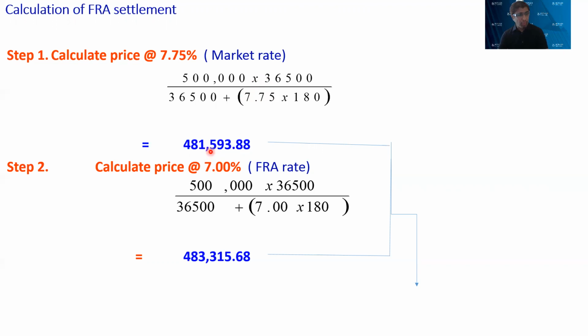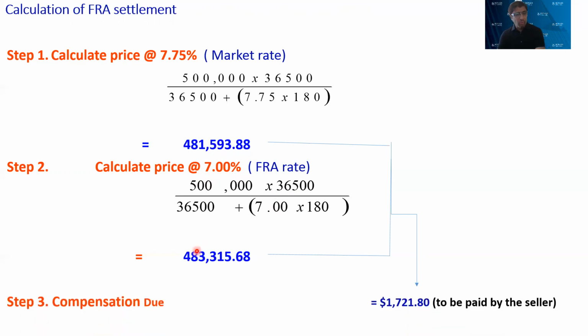So it's 481,593. They use this formula to count daily. It's compounding interest, but this is just discounting, the time value of money, where you discount 500,000 for 180 days using the 7.75% discount rate. So you find 481. If you do the same thing using 7%, you will find it to be 483. Now there is a difference between these, and this is where the settlement has to happen. Who is going to pay whom? Without even thinking, you know the interest rate goes up in the market, which means the seller has to pay the buyer. And for how much? In terms of dollars, 1,721.